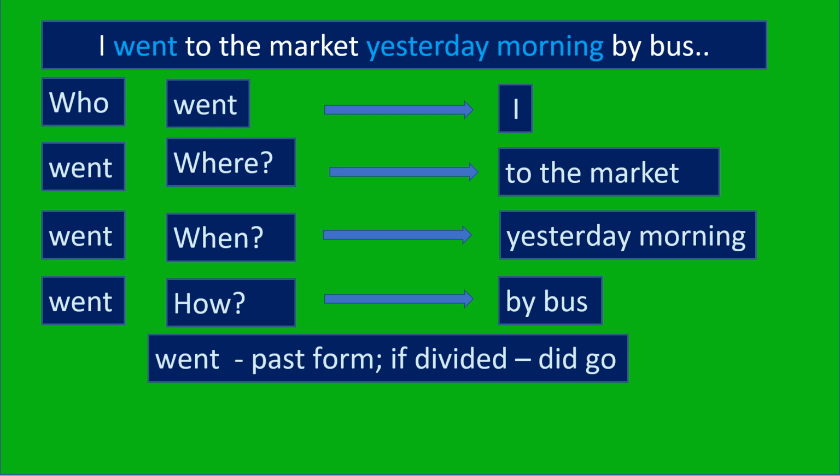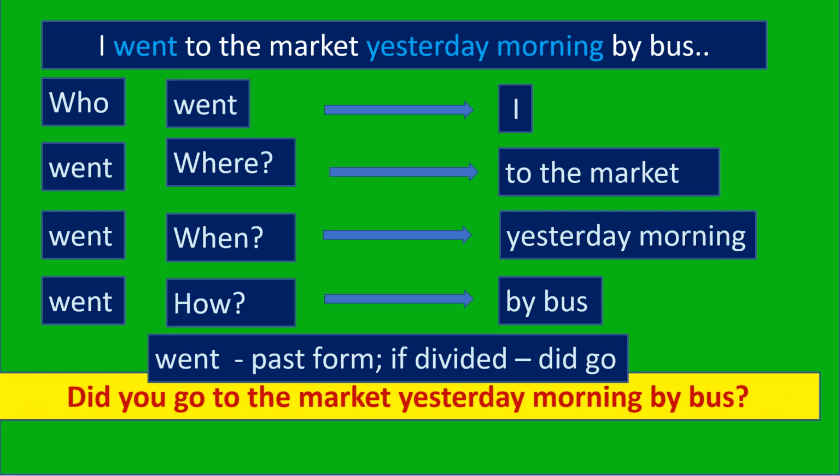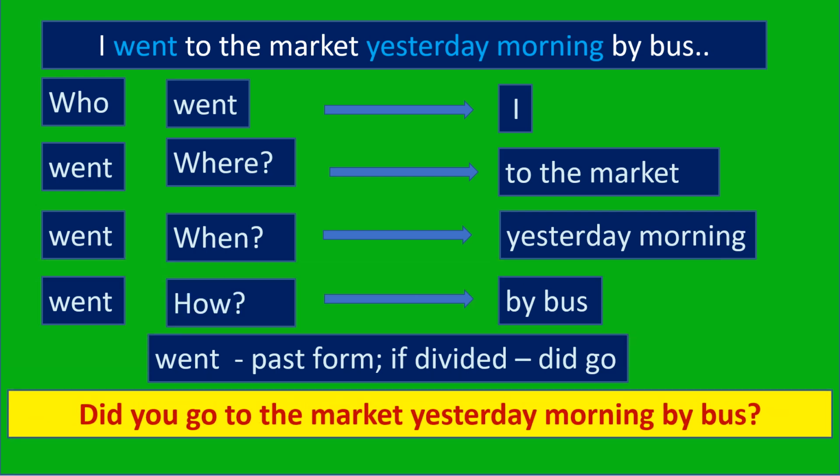Now here went is the verb. So if divided, we'll get did go, and then you can form a yes no question. Always remember, other than the verb in a sentence, all the other chunks are answers to WH questions. So here we have 5 chunks, 1 yes no question, 4 WH questions. So altogether we can make 5 questions from this sentence. So before doing anything, we have to change the sentence into a yes no question.